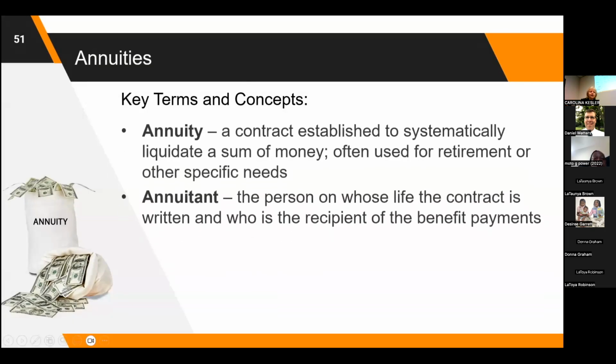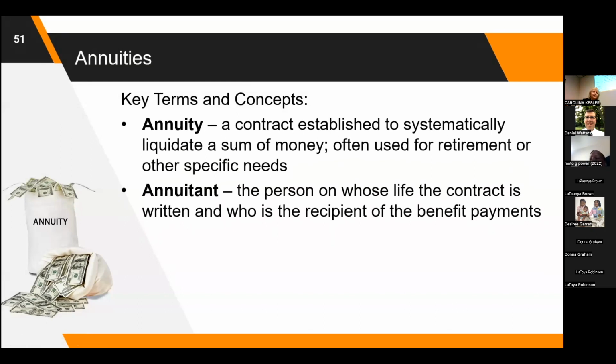So annuities, y'all get confused on annuities. In California, we usually only have like 8 annuity questions. If you missed them all, it wouldn't matter if you got a lot of the rest of them right. But annuities, here's what you need to know. It's a contract established to systematically liquidate a sum of money, right?